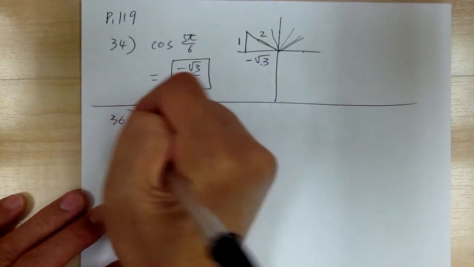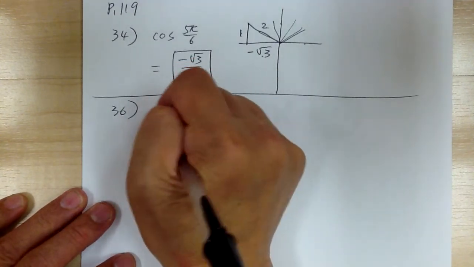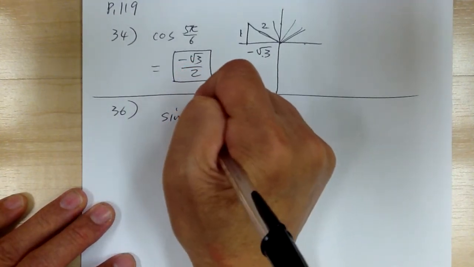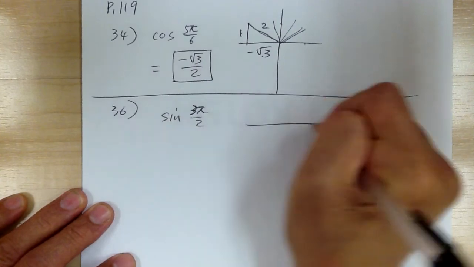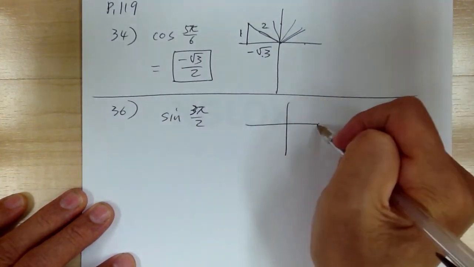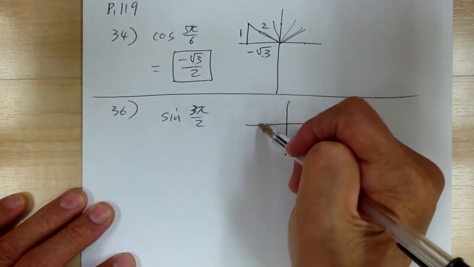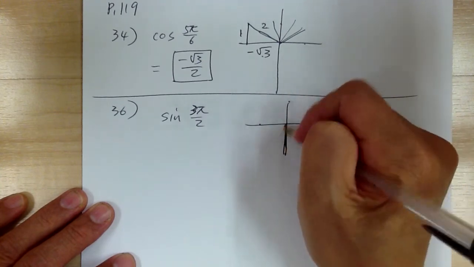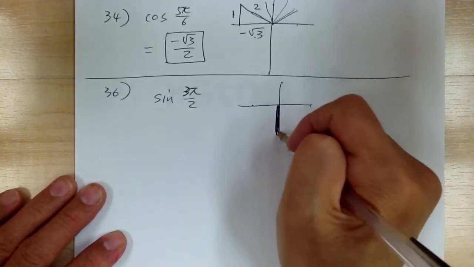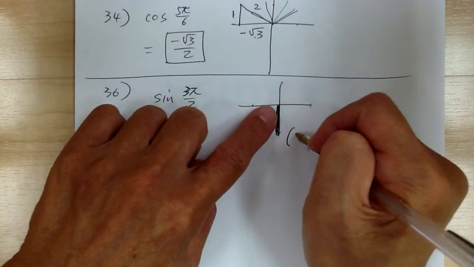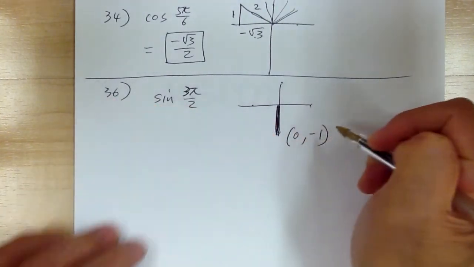Okay, let's go to number 36. You have sine of 3 pi over 2. So start from here. So this is 1 pi over 2, 2 pi over 2, 3 pi over 2. So 3 pi over 2 is going to be right over here. Okay, your coordinate would be, the x would be 0, the y would be negative 1.